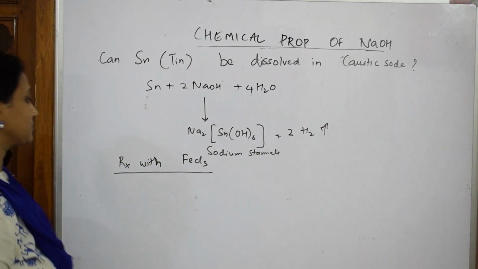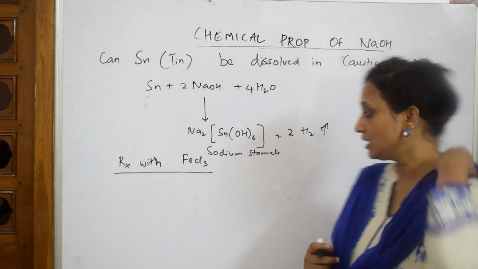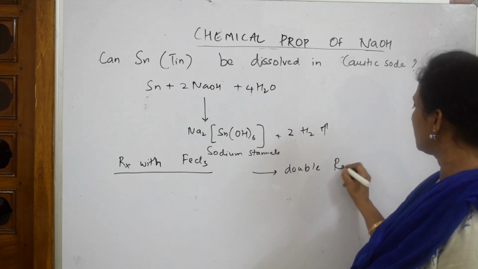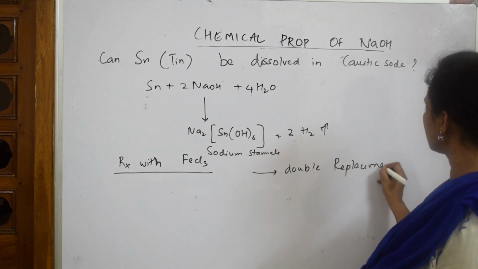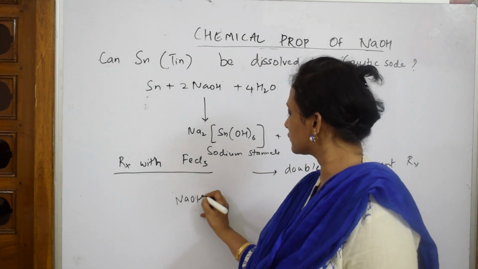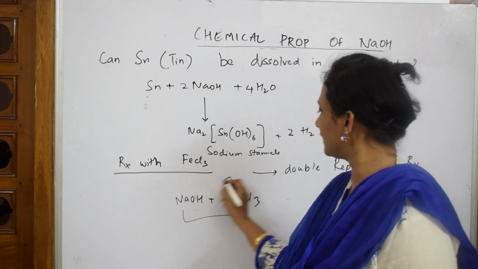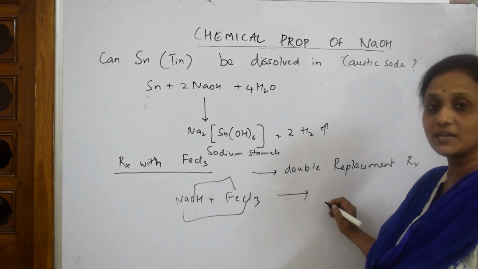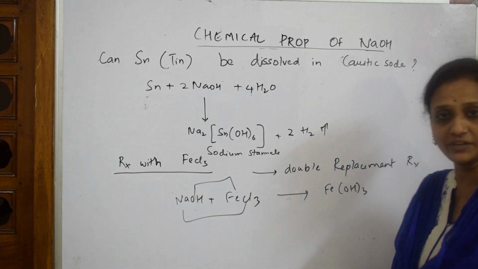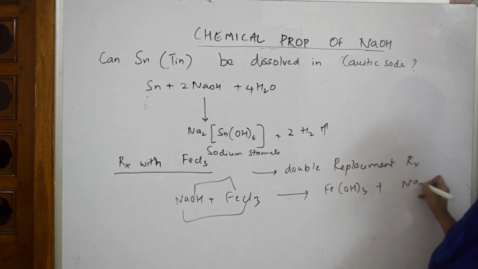Now second reaction: reaction with FeCl3. What is this type of reaction called? This reaction is called a double replacement reaction. Simple. Nothing big in this. So you're going to dissolve sodium hydroxide in ferric chloride. What do you get? You're going to get NaCl and ferric hydroxide. What is the valency of ferric? It is 3, so it is Fe(OH)3. Then NaCl will be the leftover product.